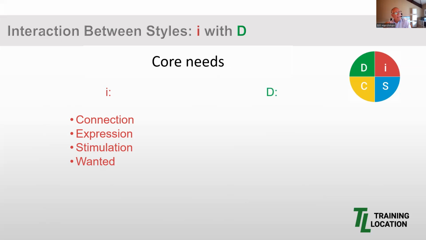Compare these with the core needs of a D. Very simple and straightforward. A D has a need to be strong. A D has a need to be in control of a situation or in control of the factors affecting their situation. A D has a need to be on top or winning. And a D has a need to be making progress.